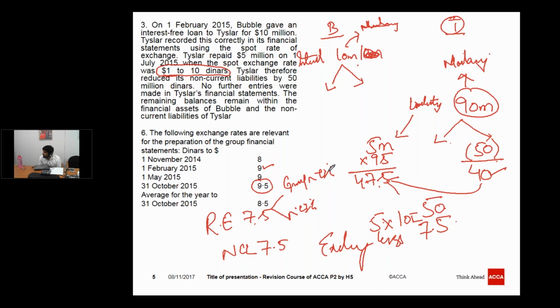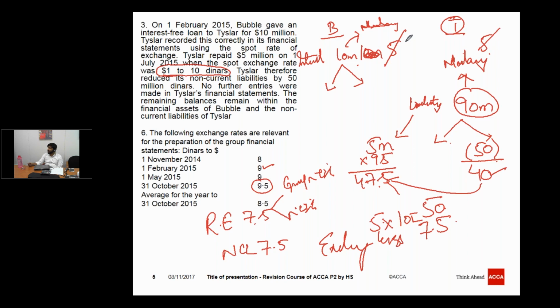In the eyes of Tesla, there is 7.5 dinars, but what about the group? No money went outside of the group. Therefore, when we retranslate the amount, 47.5 will be converted to $5 million, and this will be considered as an intercompany transaction between the parent and the subsidiary. So finally, the amounts of the parent and the subsidiary will be cancelled out in the consolidated balance sheet.